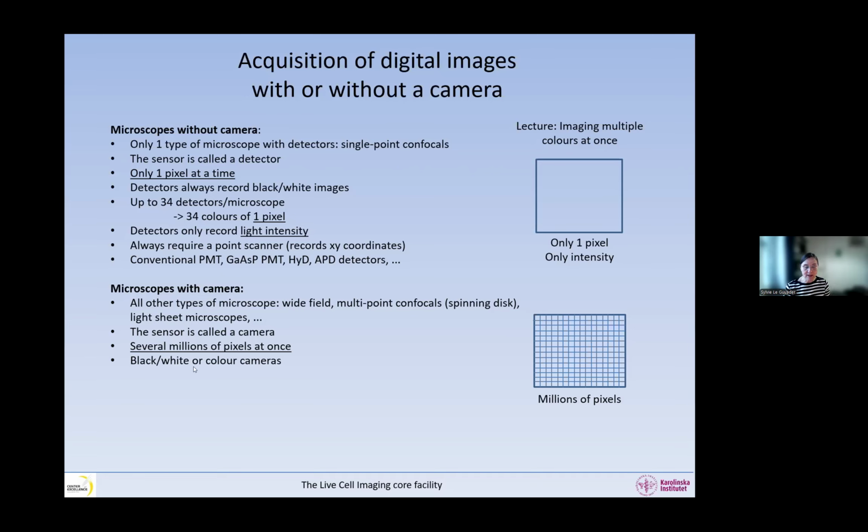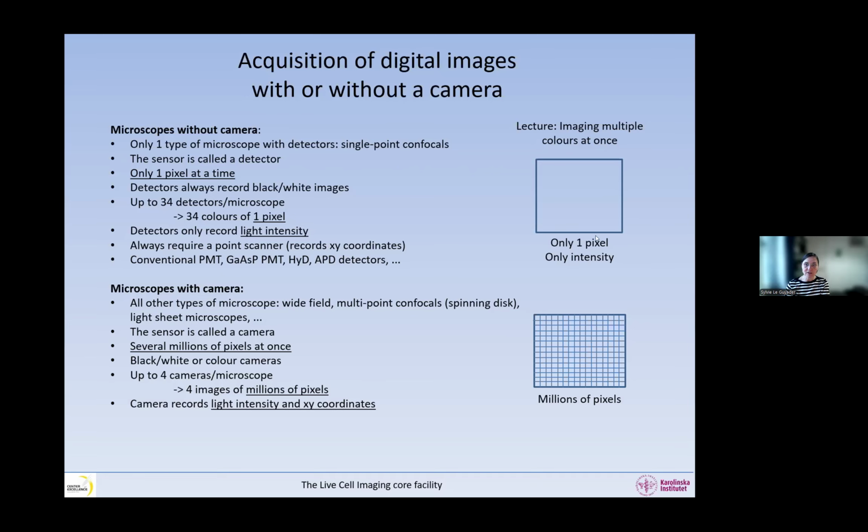The cameras can be either black and white or color cameras. We will talk about all this a little bit later. And you can have up to 4 cameras per microscope, and that means 4 images of millions of pixels, okay? And then the cameras record both the light intensity and the XY coordinates. So it's quite different. That's one of the major differences with the single point confocals.